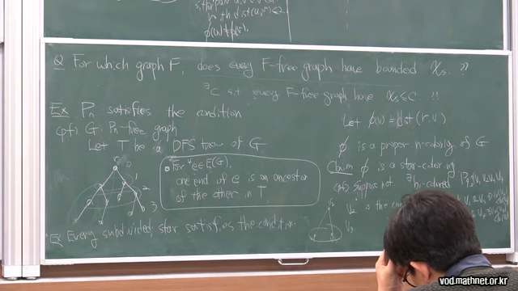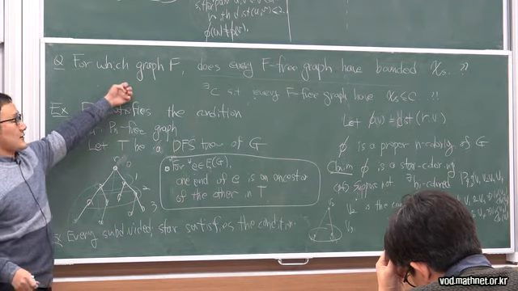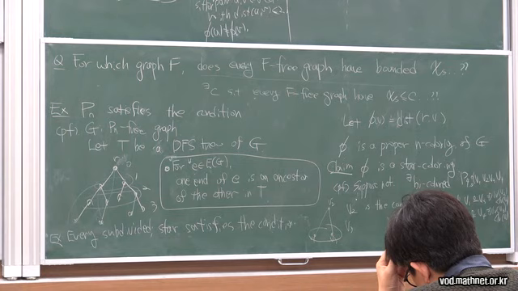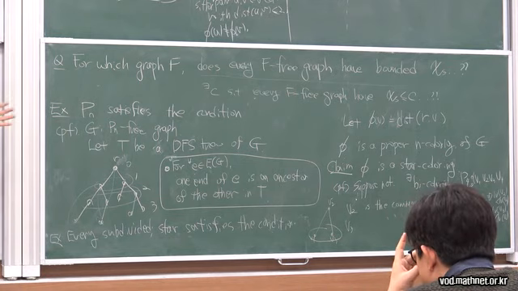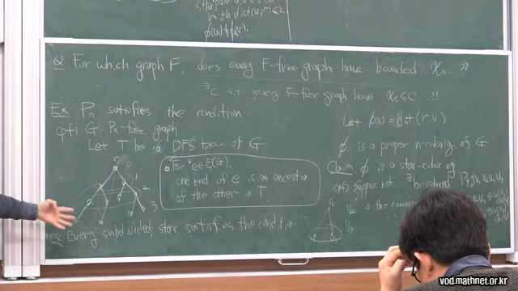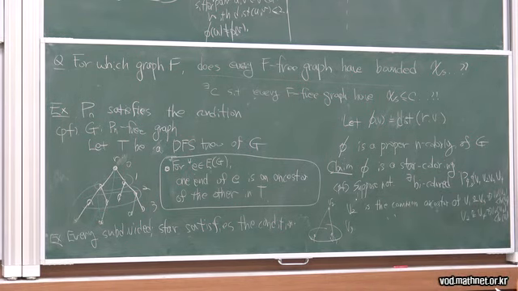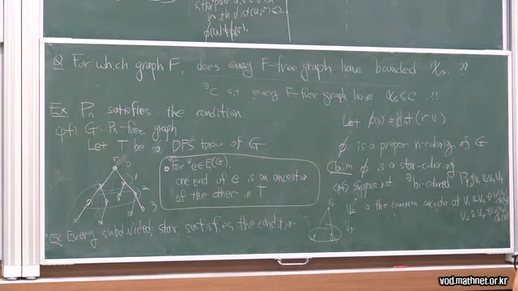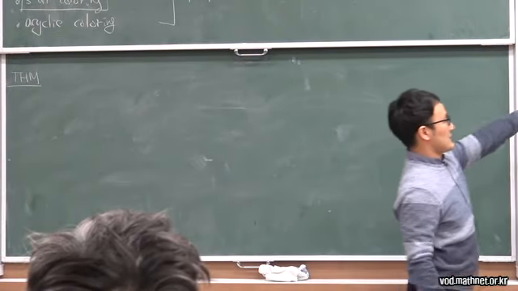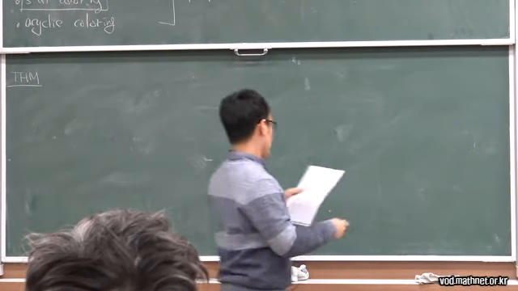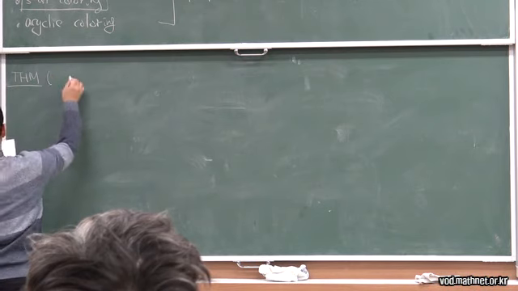Then, in general, what can you say about this graph F? These examples show that Pn and a subdivision of a star satisfy that condition, but in general, what can you say? In our paper, we characterized all such graphs F. So this is our theorem.